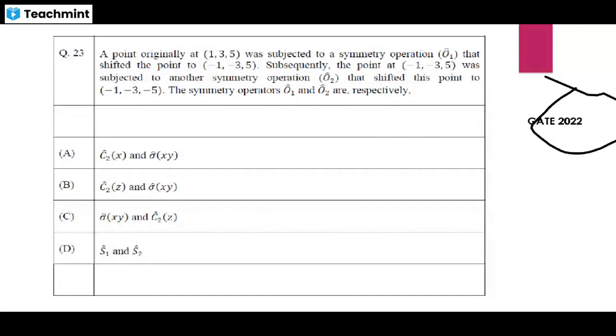Simple. Here a point is originally at 1, 3, 5, subject to a symmetry operation that shifted the point to -1, -3, 5. Subsequently the point at -1, -3, 5 was subject to another symmetry operation that shifted the point to -1, -3, -5. The symmetry operators are, respectively... So first you should take this example. This is one of the methods.